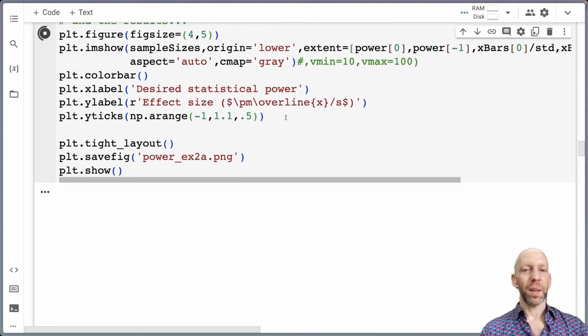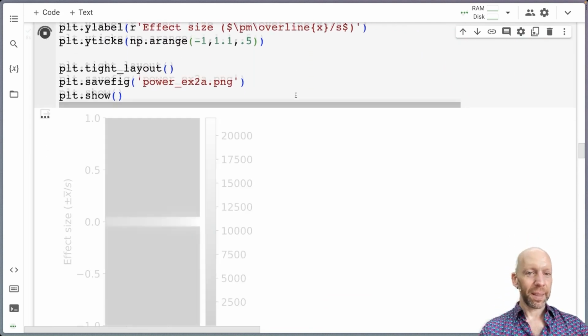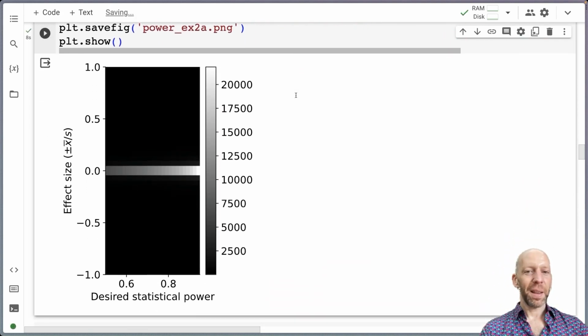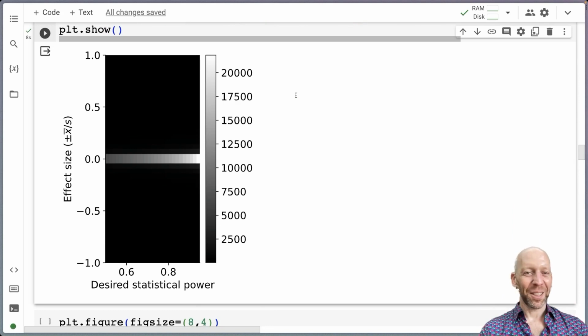There's going to be another issue, which is that the graph doesn't look like anything that is very interesting or interpretable. It's all black everywhere with one stripe here that goes all the way from gray up to white here. And this number is crazy. This is 20,000. So what's going on here?